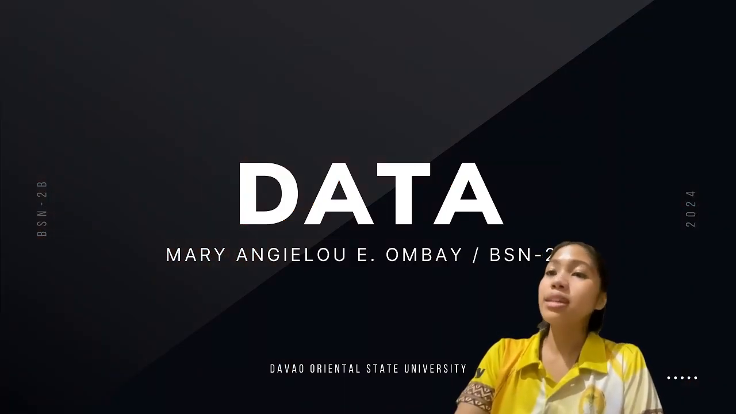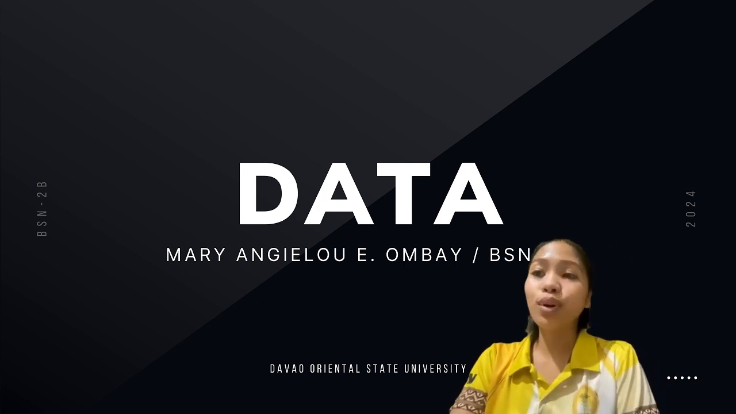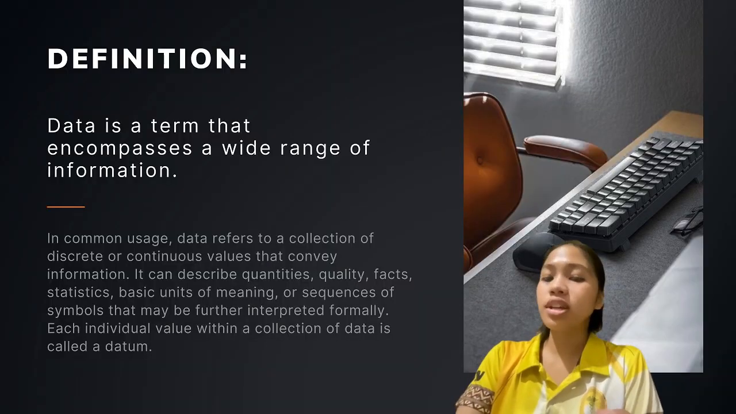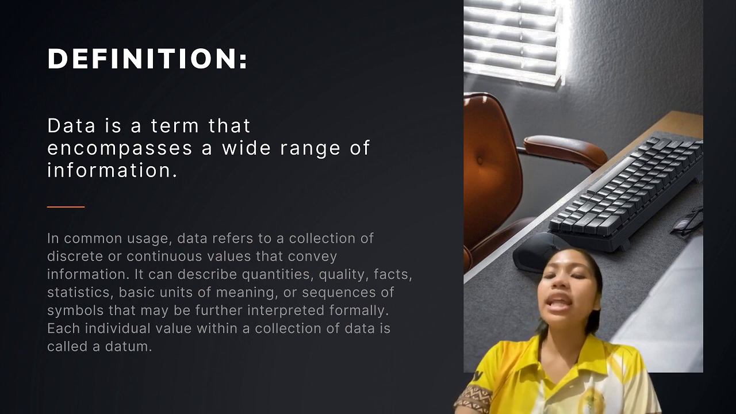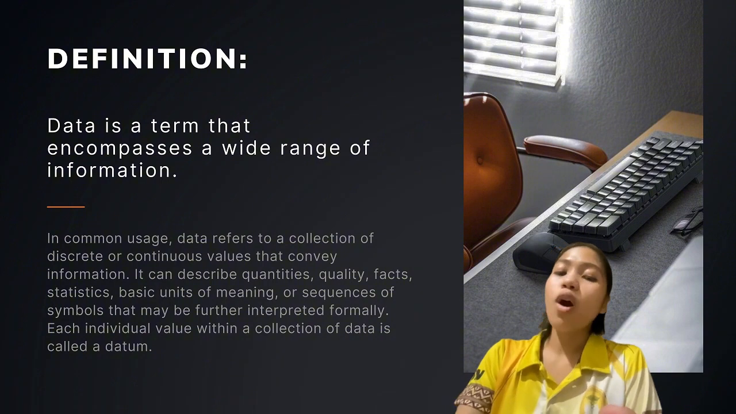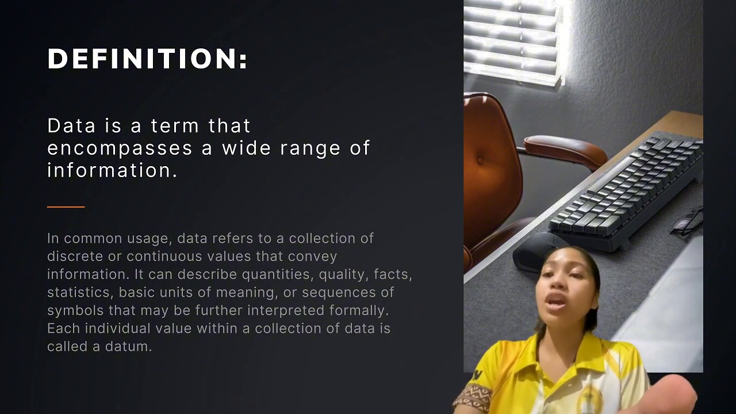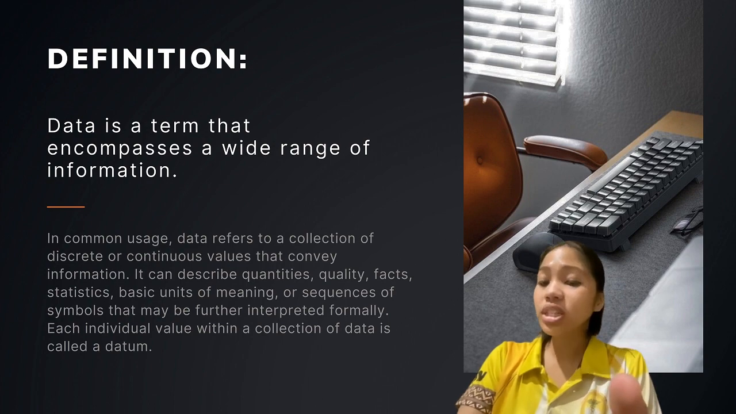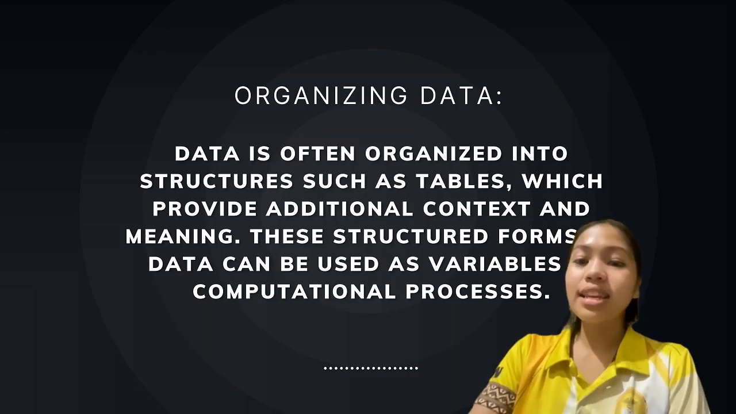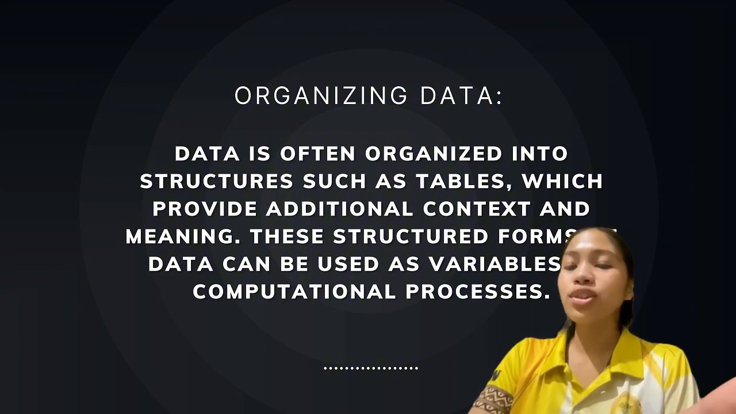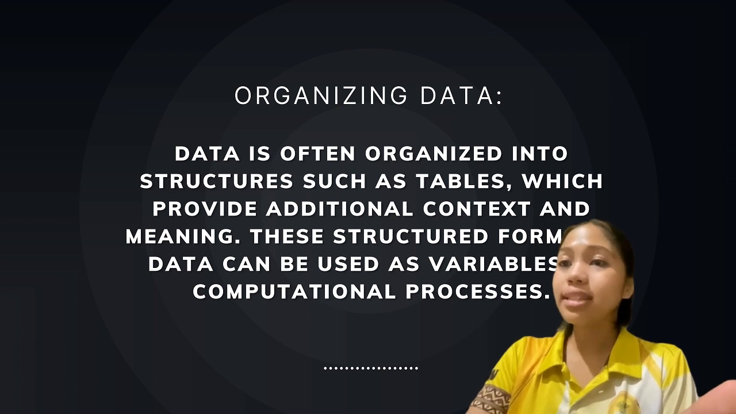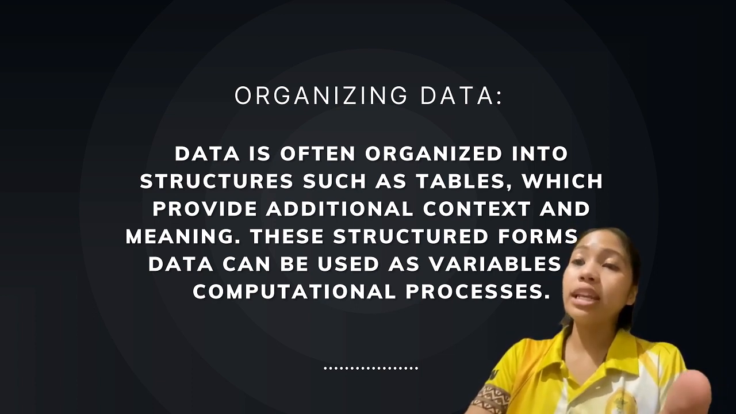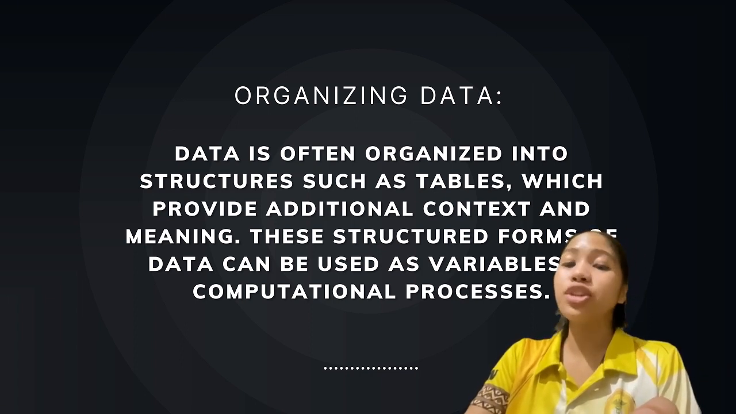Data is a term that encompasses a wide range of information. So let's explore its meaning and significance. In common usage, data refers to a collection of discrete or continuous values that convey information. It can describe quantities, qualities, facts, statistics, basic units of meaning, or sequences of symbols that may be further interpreted formally. Each individual value within a collection of data is called a datum. Organizing data. Data is often organized into structures such as tables, which provide additional context and meaning. This structured form of data can be used as variables in computational processes.